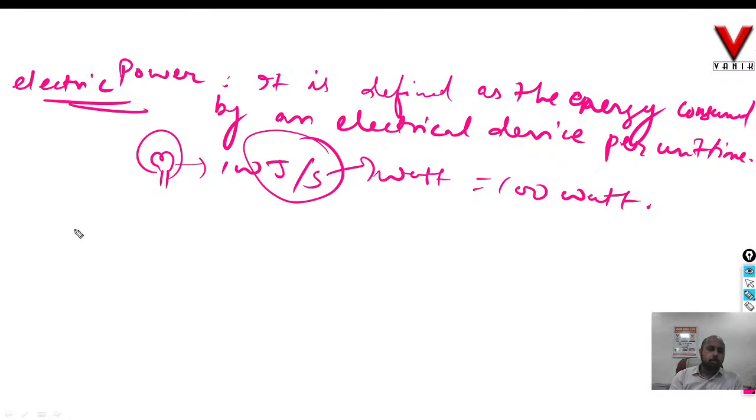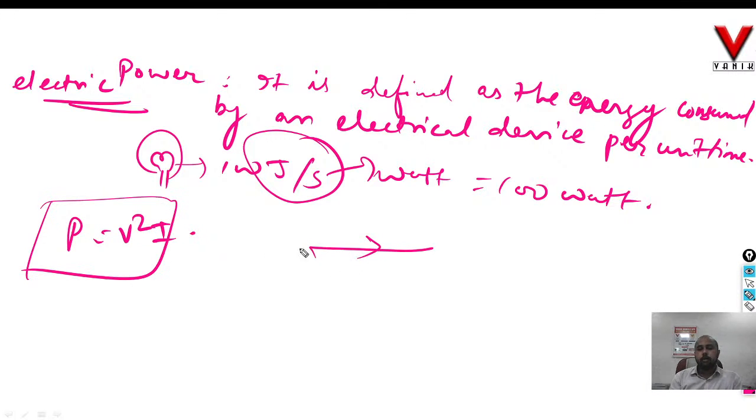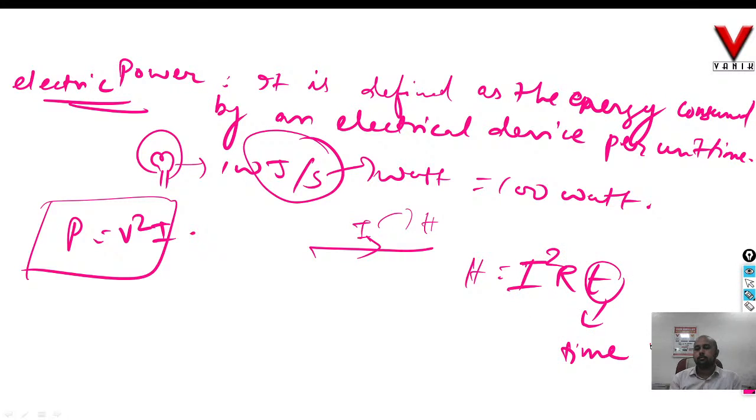Okay, so how do we measure power? Written as V square I. Okay, this is power. So this is an electric wire and current I is passing. This will give rise to some heating effect. So H can be written as I square RT, where T is the time for which current flows in a wire. Fine, hope clear to you all.